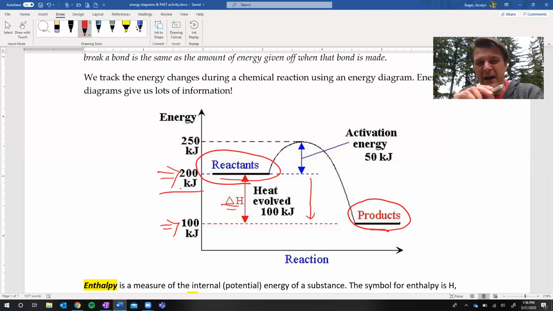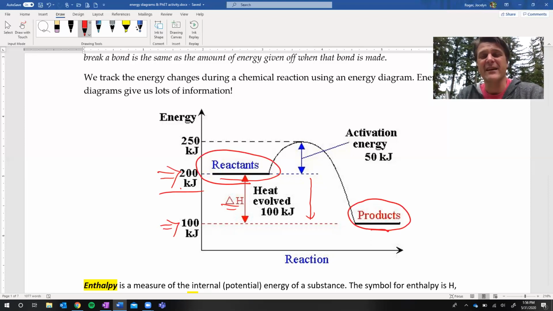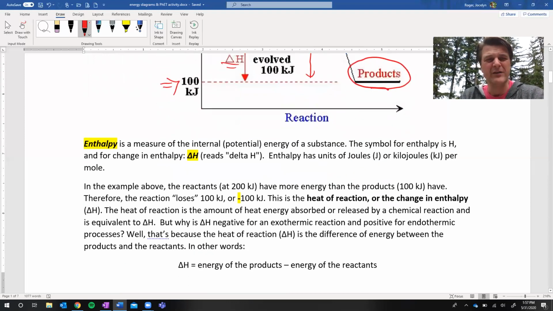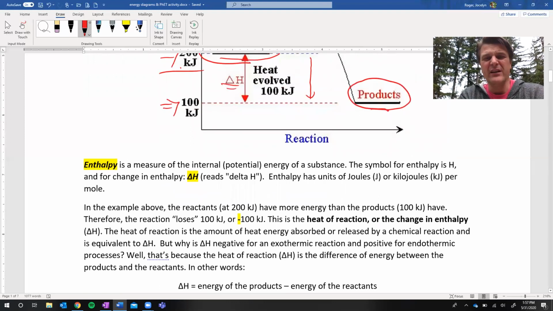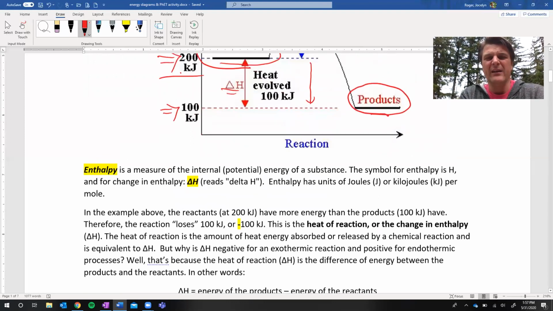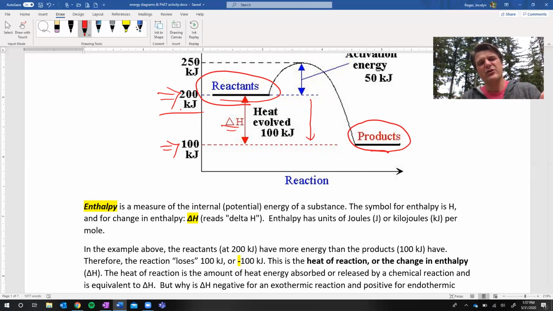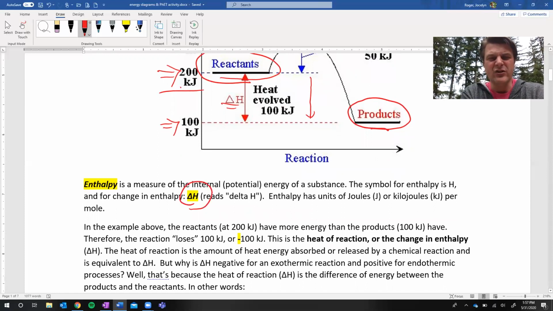The little negative sign, the minus 100, is important because that tells you that it's an exothermic reaction. So every time the delta H, the difference between the heat, is negative, that's an exothermic reaction. This is what this paragraph here is talking about, right? The enthalpy is a measure of the internal energy. And what we're concerned about in chemistry is the difference between the energy of the products and the energy of the reactants. So what we want to know is how much energy we need to put in, or how much energy is going to come out. So what we're interested in is the delta H.